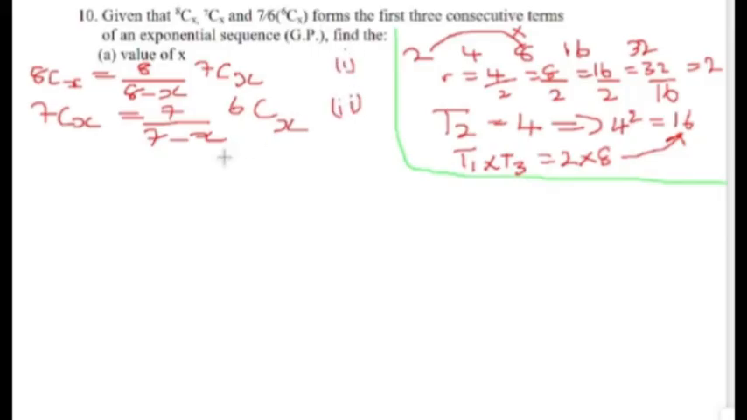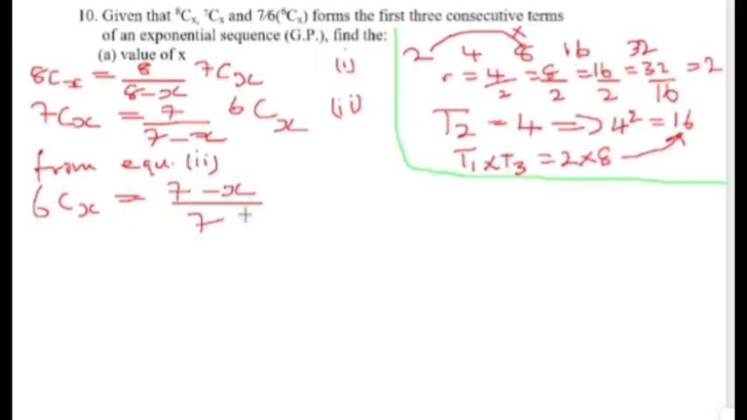I can transform equation 2. So from equation 2, I can write 6 combination x is equal to (7 minus x) over 7 times 7 combination x. So effectively, I just made 6 combination x the subject of the formula.